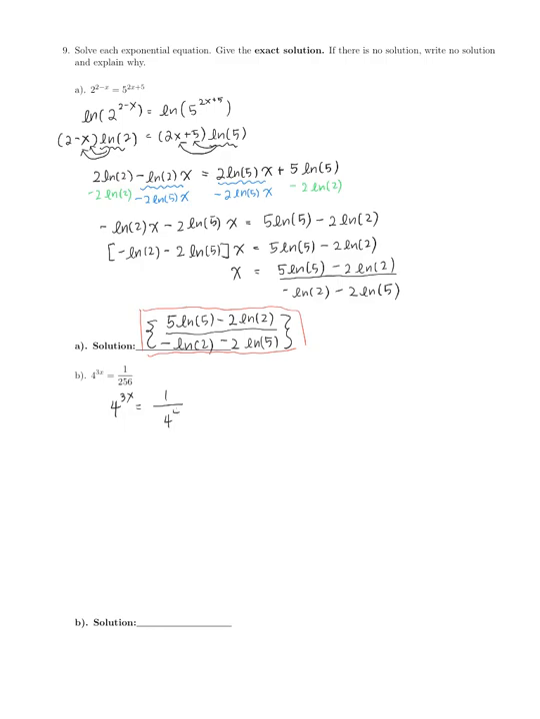Is it 4th? Okay, so which implies that we're going to have 4 to the 3x equals 4 to the negative 4. So since bases are the same, we just equate the exponents. And easy as that. Solving for x, we're going to have x equals negative 4/3. So our solution set is negative 4/3.